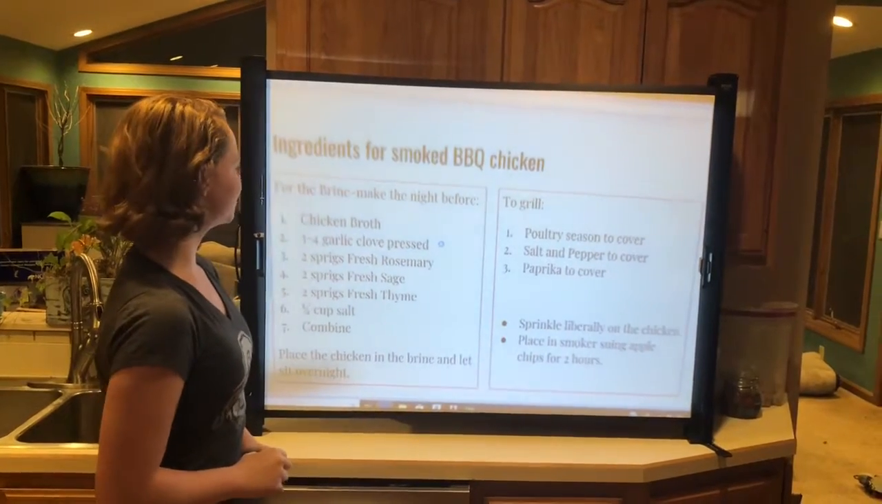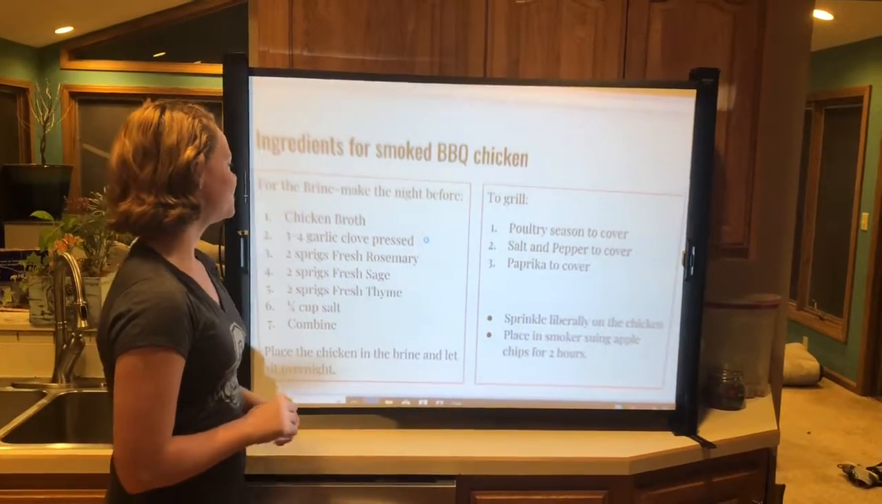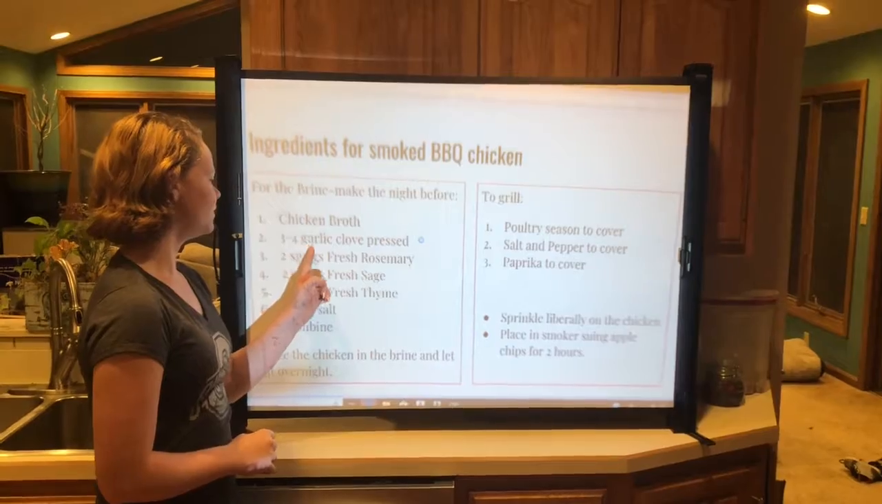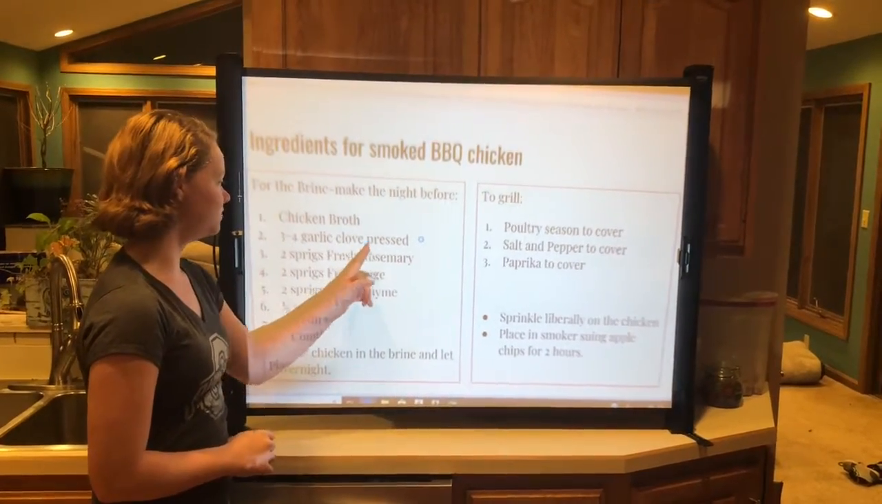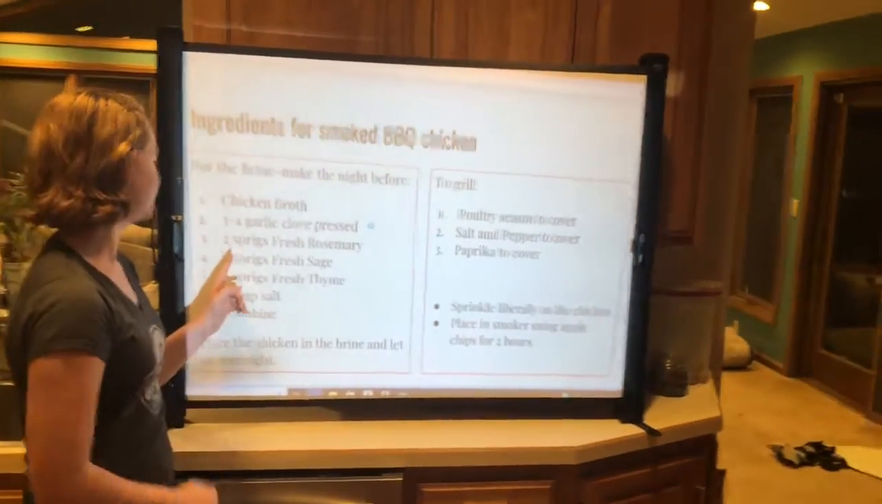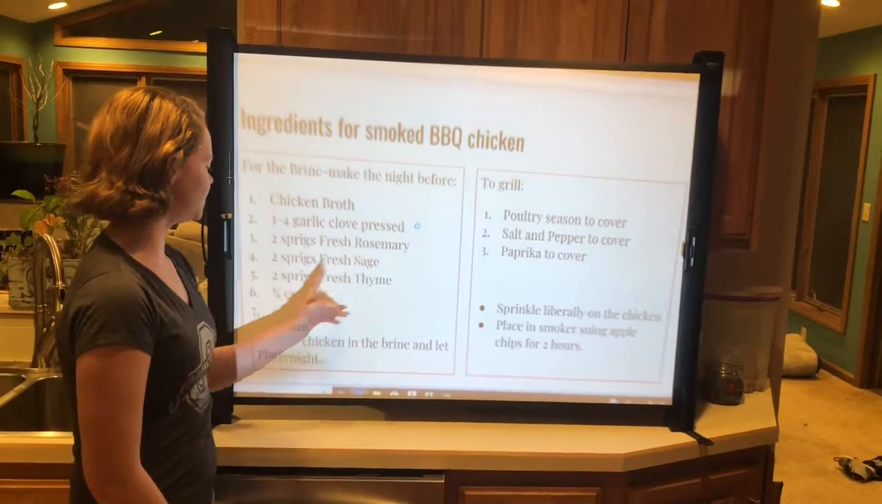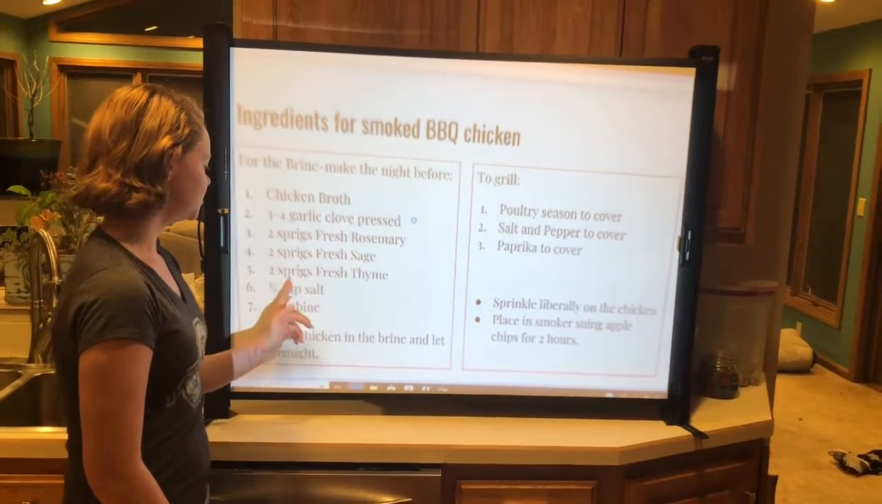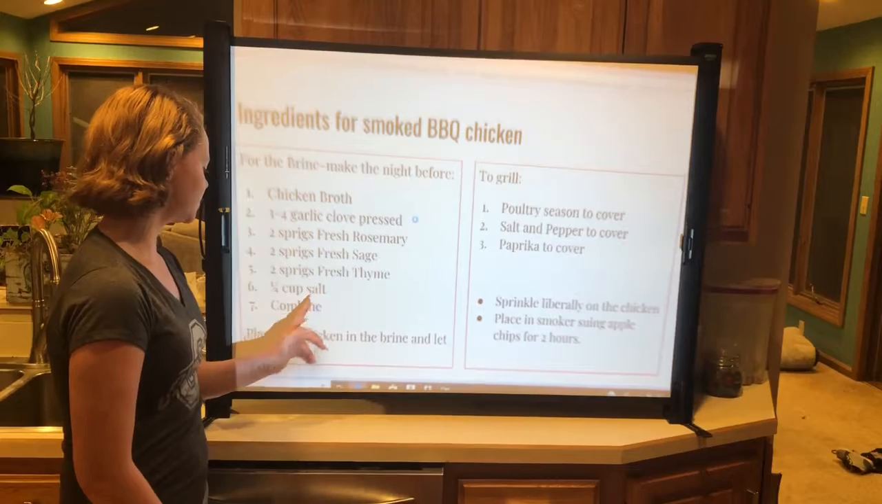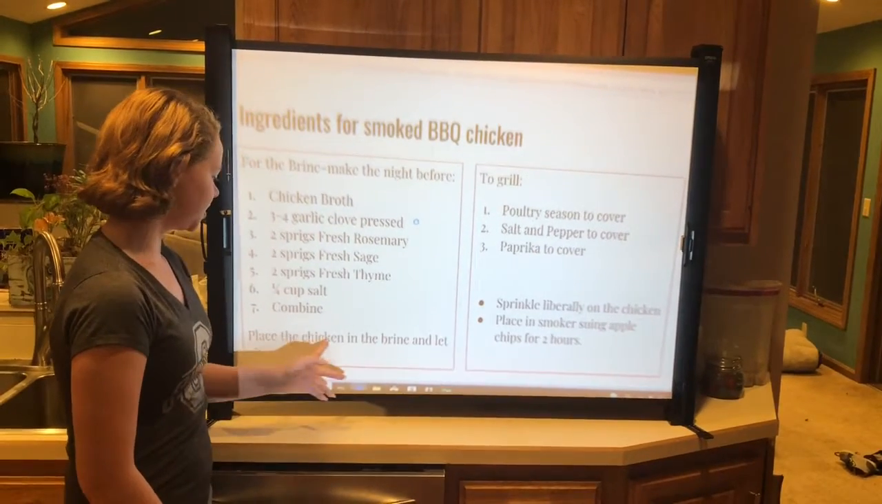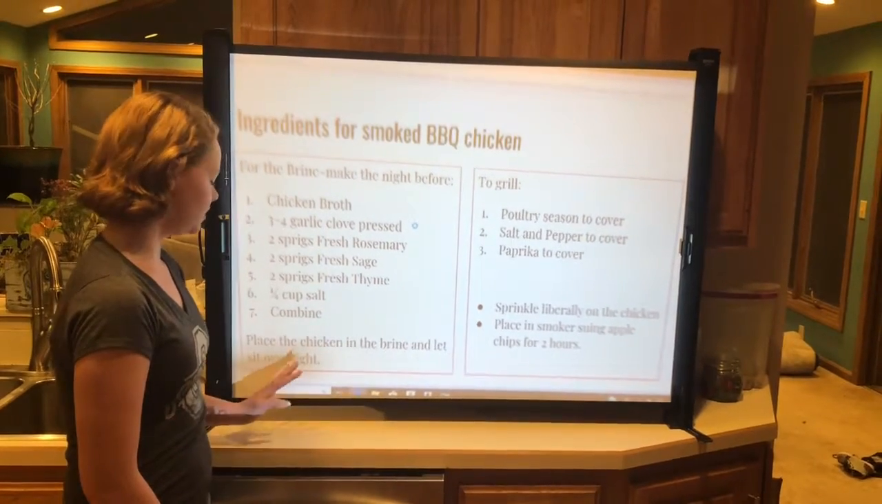Ingredients for smoked barbecue chicken. For the brine, make the night before: chicken broth, 3 to 4 garlic cloves pressed, 2 sprigs fresh rosemary, 2 sprigs fresh sage, 2 sprigs fresh thyme, 1/4 cup salt. Place the chicken in the brine and let sit overnight.